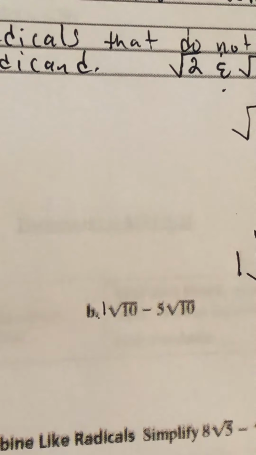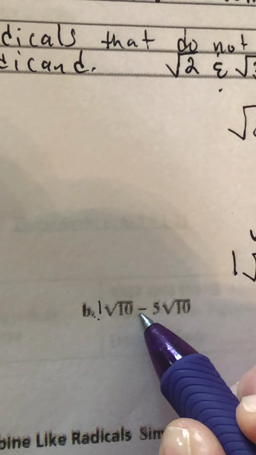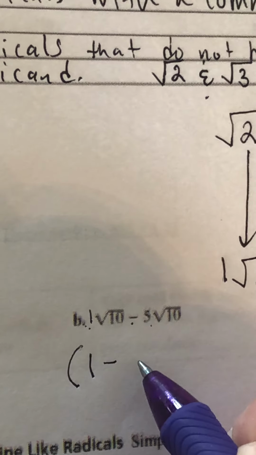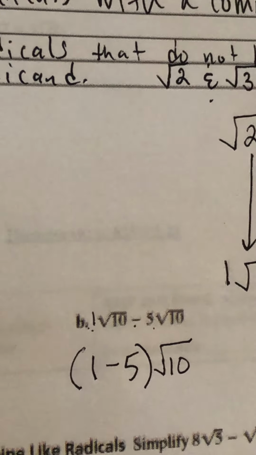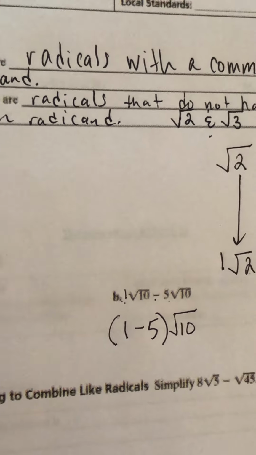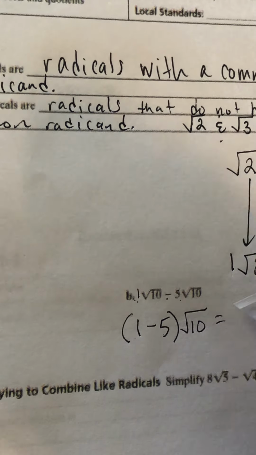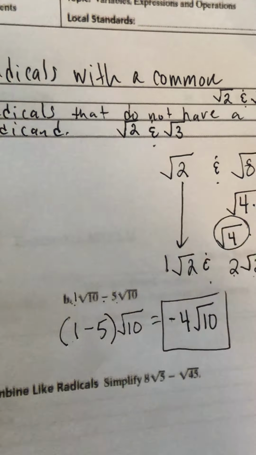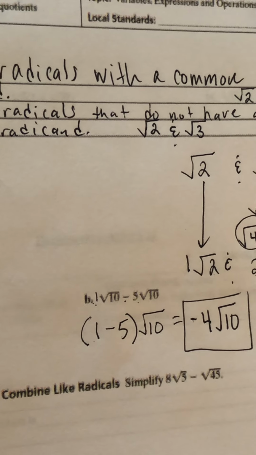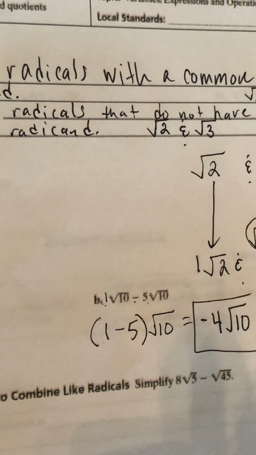You take the coefficients in front. So here I'm doing a 1 minus a 5. So I'll throw that in parentheses. And that is how many square roots of 10 I'm going to end up with when this is all said and done. So if I do 1 minus 5, I get negative 4 square roots of 10. And that again is in simplest radical form because 10 cannot be broken down any further. So that'd be your final answer there.